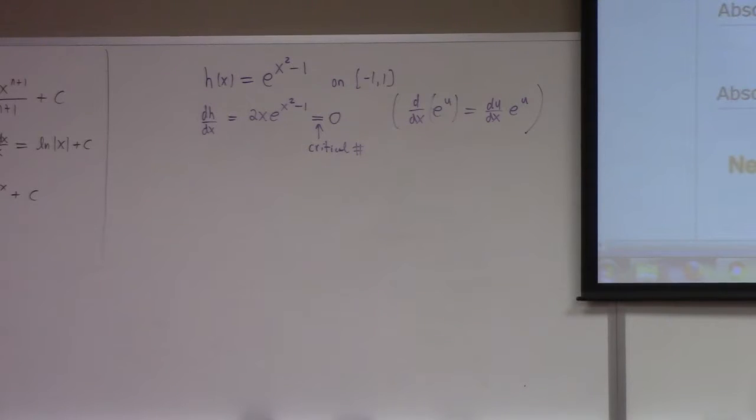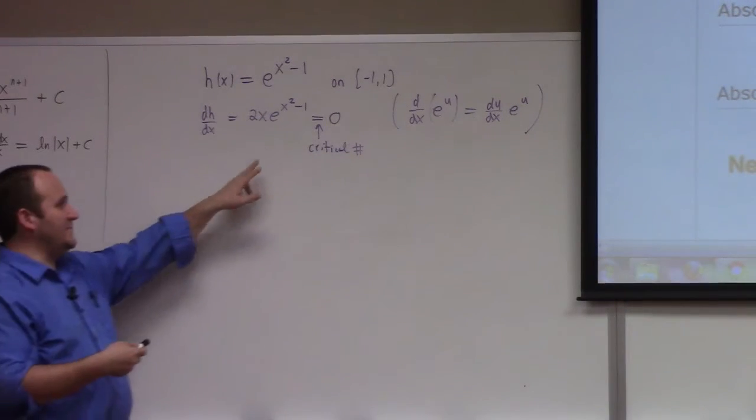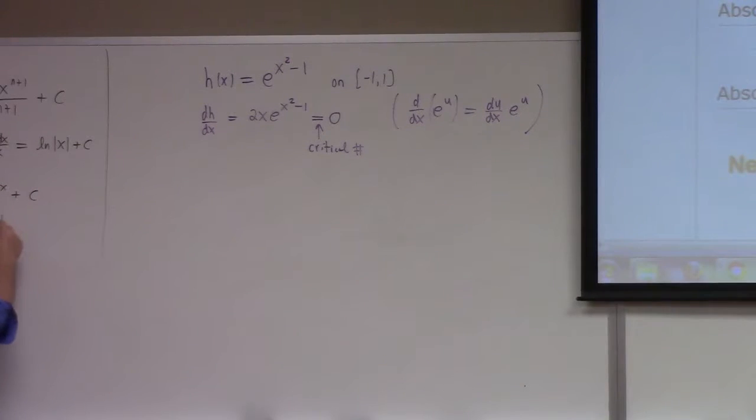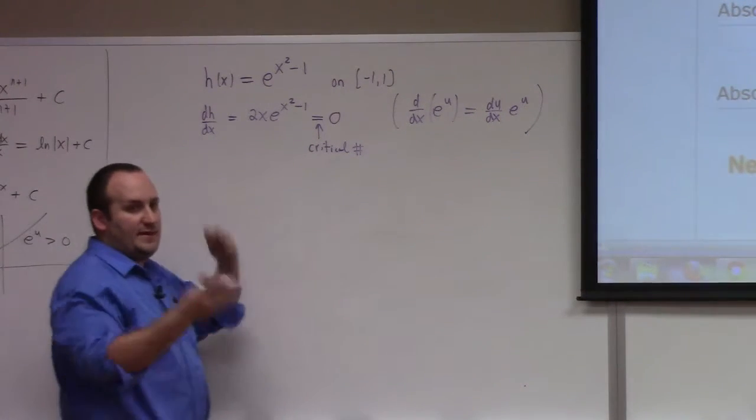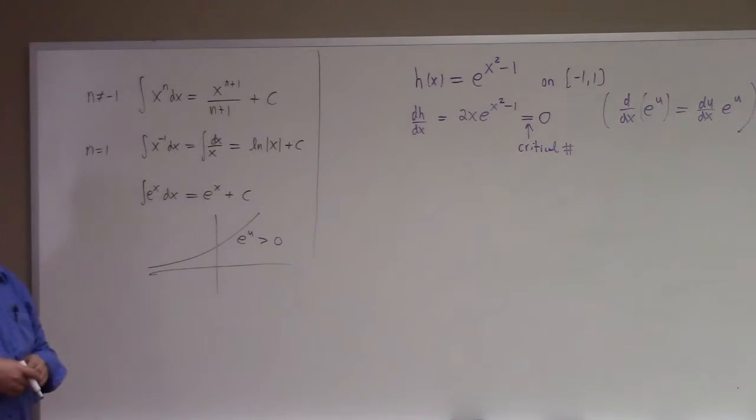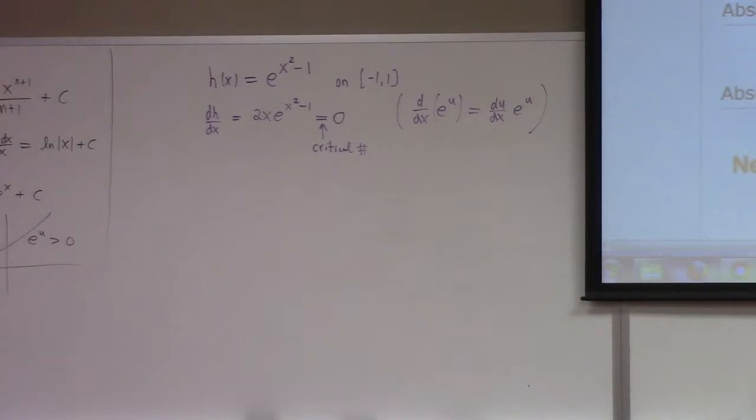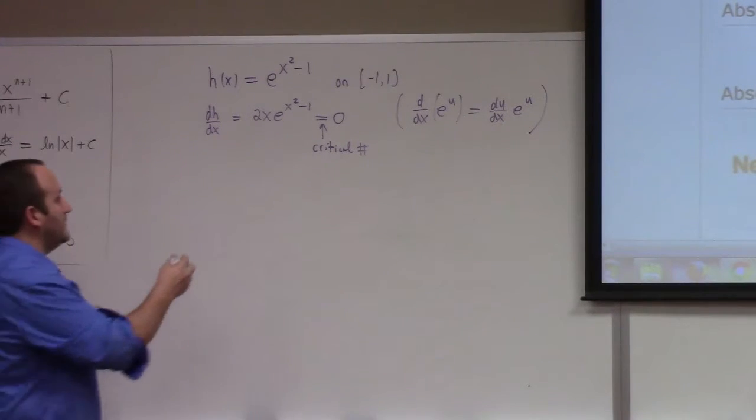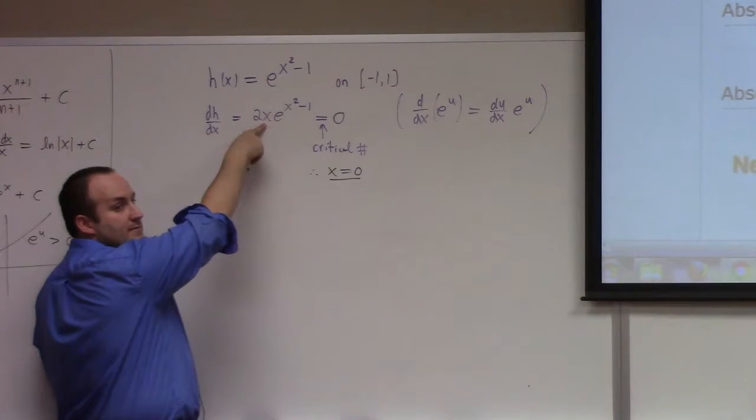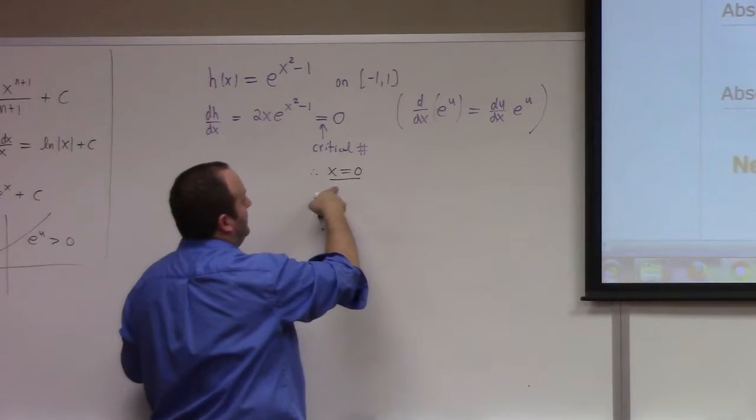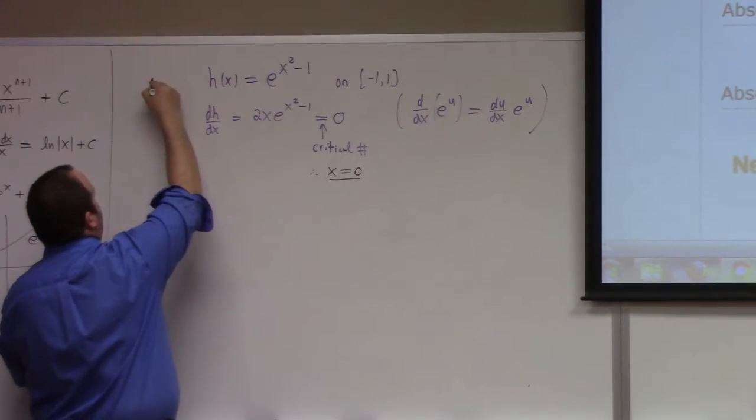How can we get that 0? How about the exponential? Can it be 0? That's why I said I want you to know the graph of the exponential. The graph of the exponential looks like this. It's positive. e to the u is greater than 0. Think about u equals x squared minus 1. Doesn't matter what x squared minus 1 is, that doesn't change the fact that when you plug it into the exponential, its output is positive. So the only way that can be 0 is what? If x is 0, right? So 0 is the only critical number. All right. So that's step 1, I found all my critical numbers.